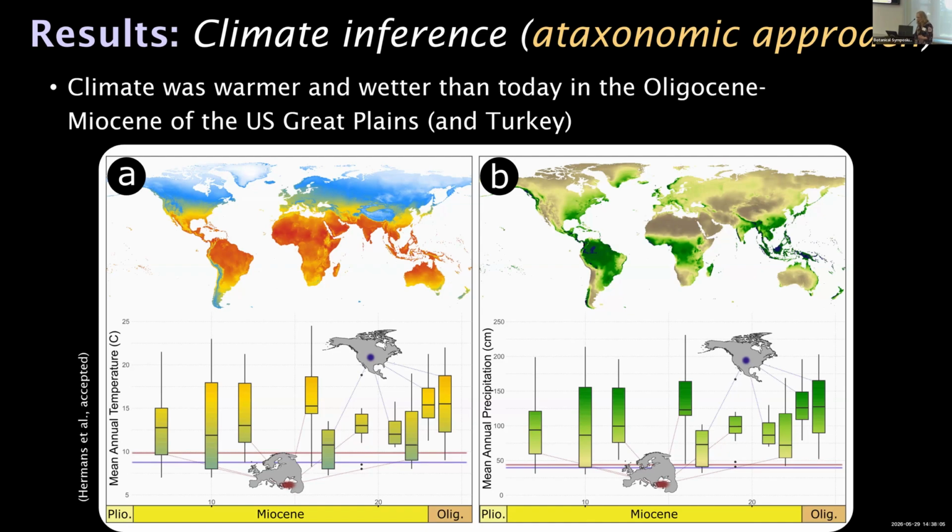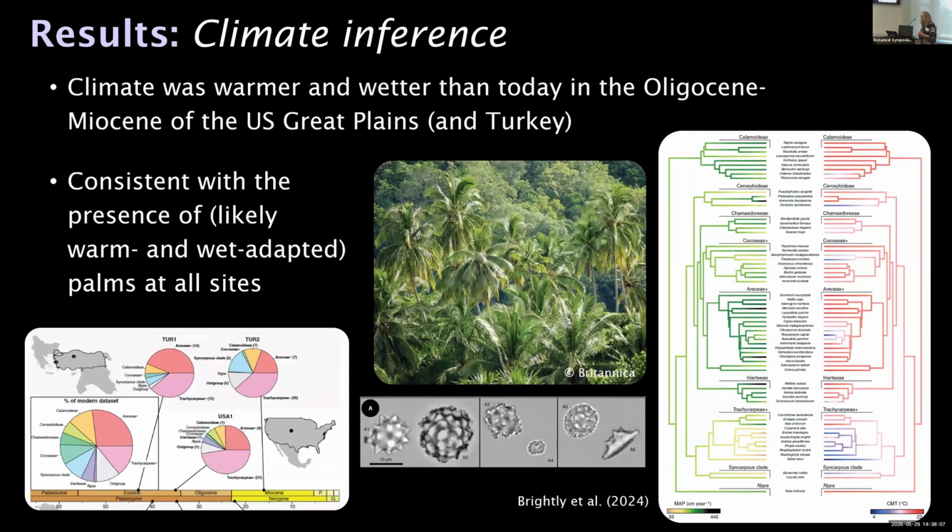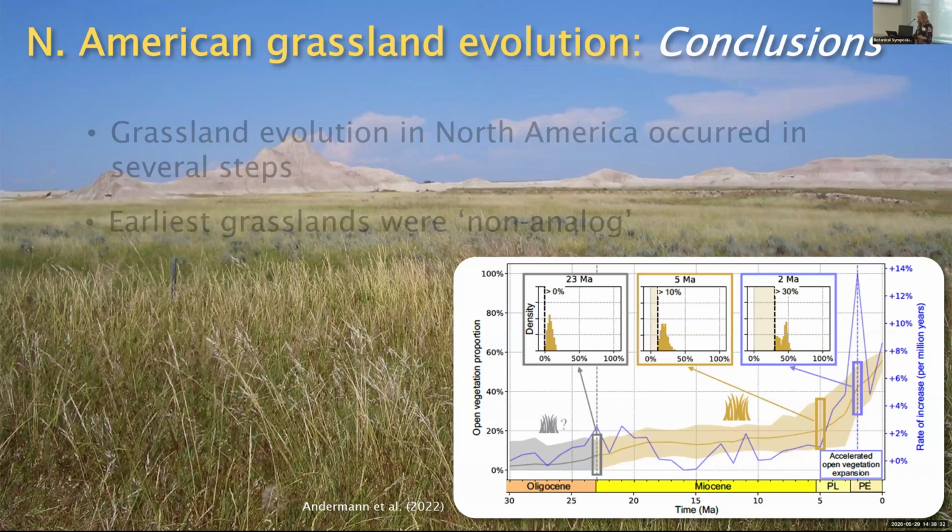But that reconstruction is consistent with the presence of palms at all of our sites. We had in a previous study looked at palm phytoliths and determined that most likely the palms we see in the Great Plains back then were warm and wet adapted. So again, this just shows again that this was a rather non-analog ecosystem.